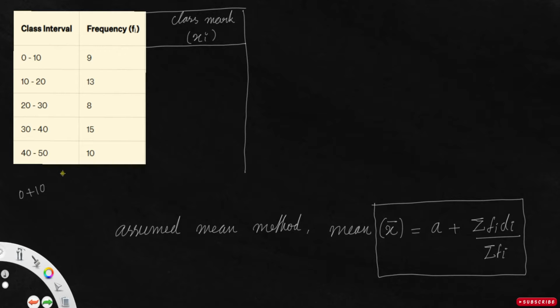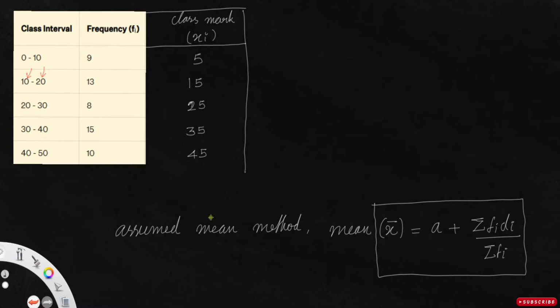So here it will be 5. Now 10 plus 20 by 2 is 15. That is the mean of these two. 10 plus 20 is 30, 30 by 2 is 15. Similarly, 20 plus 30 by 2, 20 plus 30 is 50, 50 by 2 is 25. Now, let me complete this. 30 plus 40, the average of this one is 35. The average of this one is 45.